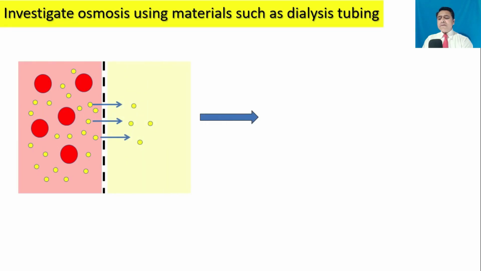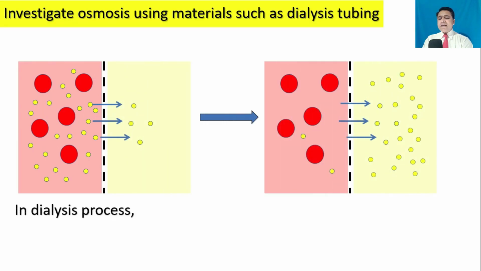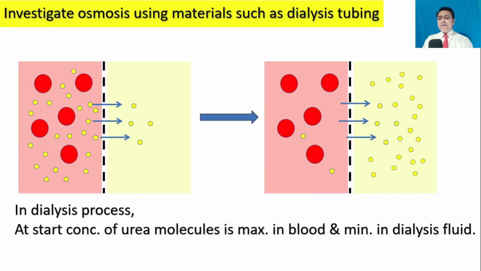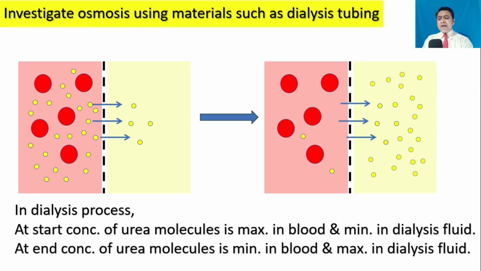In the dialysis process, at the start, the concentration of urea molecules is maximum in blood and minimum in dialysis fluid. At the end, the concentration of urea molecules is minimum in blood and maximum in dialysis fluid. In this way, urea is removed from the blood by the process of dialysis.